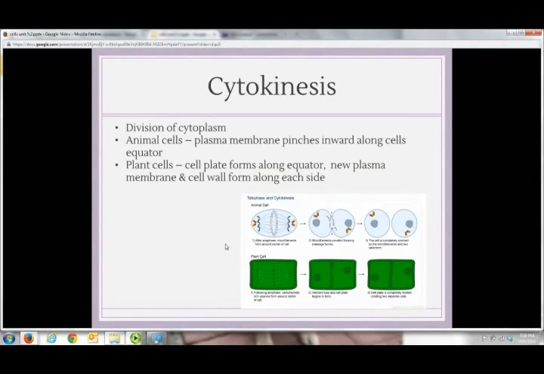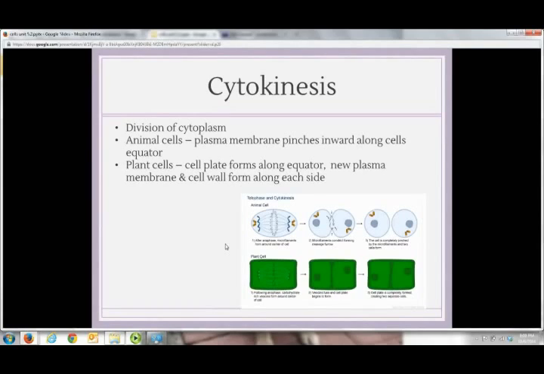Cytokinesis is the division of the cytoplasm. This process is slightly different in animal and plant cells. In animal cells, the plasma membrane is going to pinch inward along the center of the cell, along its equator, so that you can pinch off into 2 cells.